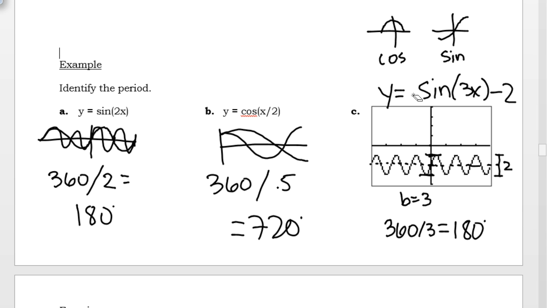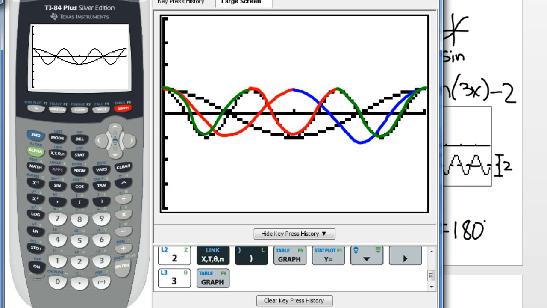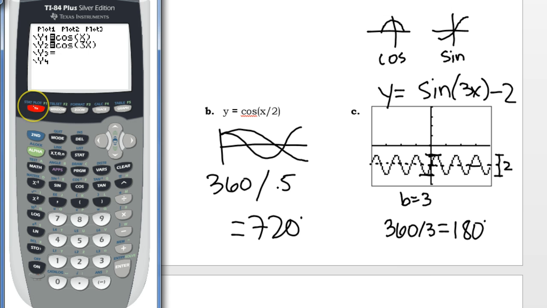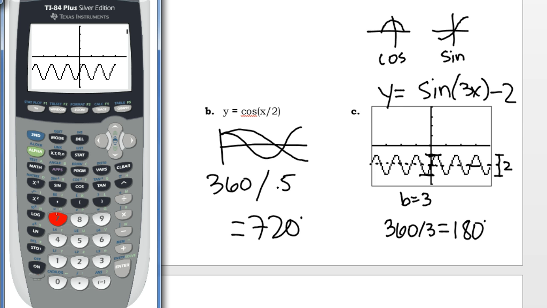And that's the nice thing about the graphing calculator, is I can always check my answers to see if it matches the picture. Sine 3x minus 2, and we'll zoom to a standard trig window, and that looks like the exact same graph.